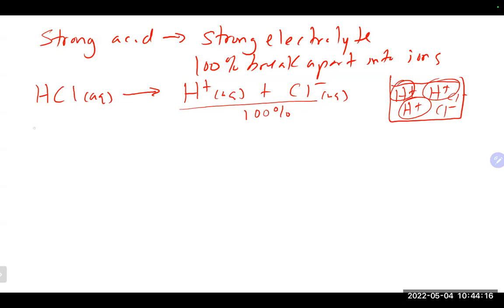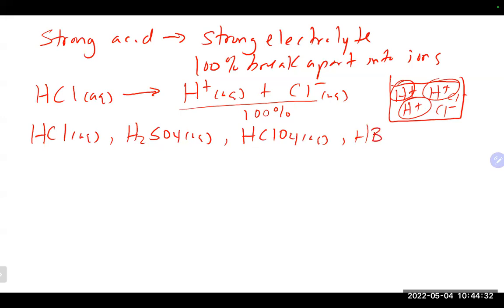Now, we talked about some strong acids. Again, hydrochloric acid is a strong acid. Sulfuric acid is a strong acid. Perchloric acid, also a strong acid. Hydrobromic acid is a strong acid. Hydroiodic acid and nitric acid. So this is sort of the big list, if you will, of strong acids.